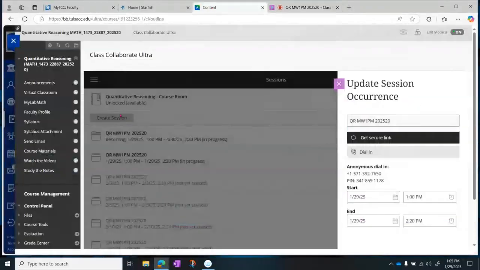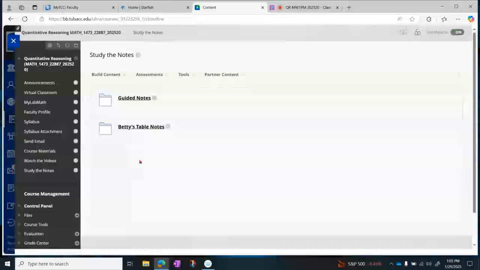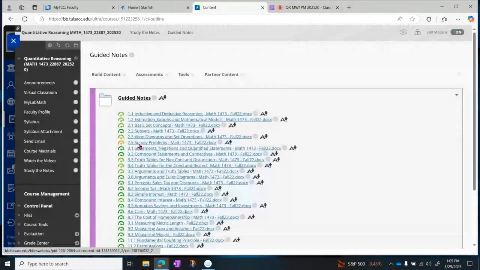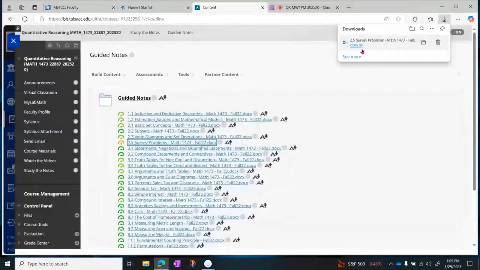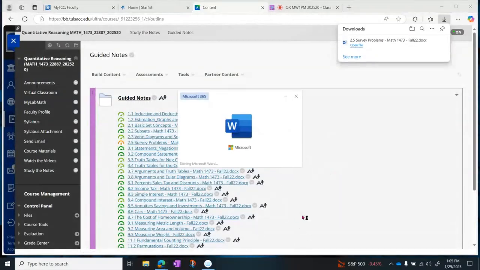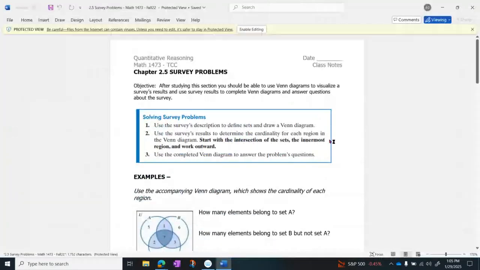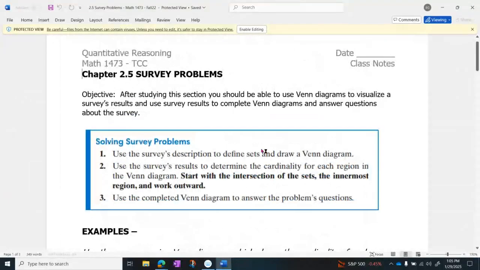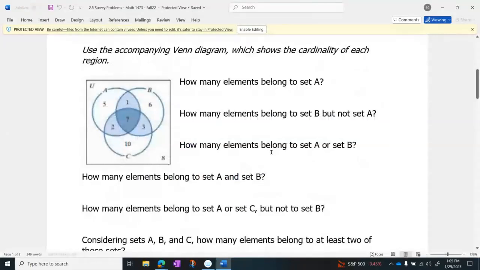So let me get the notes. The last section of Chapter 2, Survey Problems. And we're going to work on the problems in the guided note to warm up. We remember what is the Venn diagram, right? A Venn diagram always has a box.